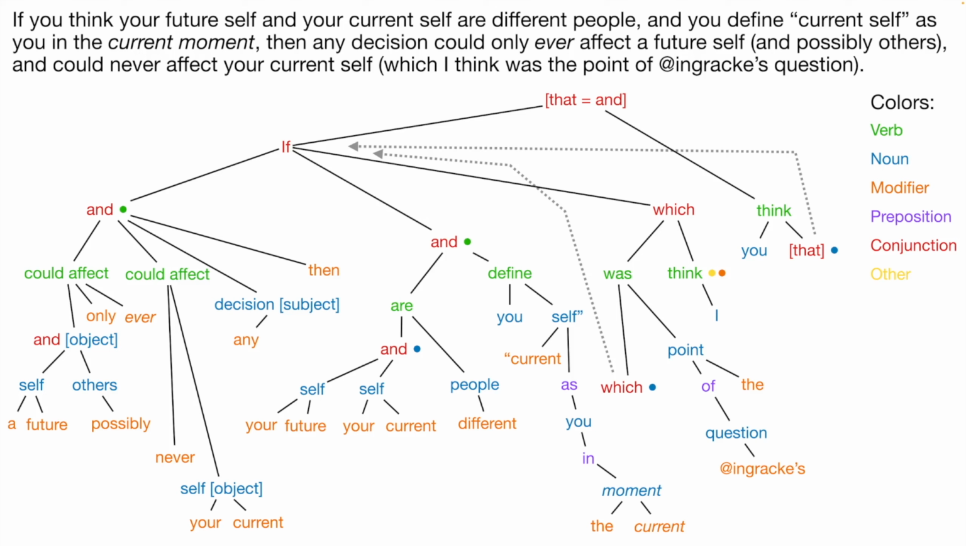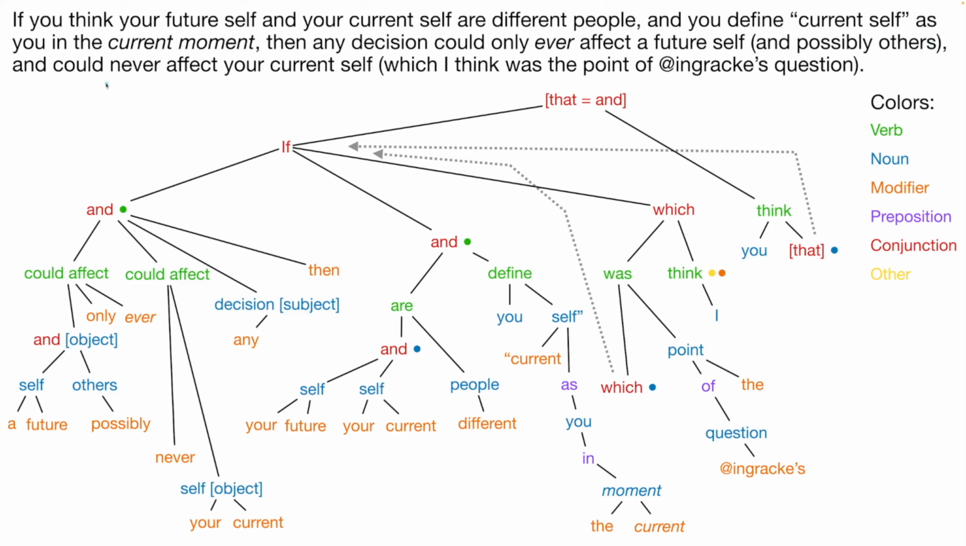And so I think the steps are reasonably replicable, something that someone else could do. All right, and then what is the sentence actually talking about? I'll skip that for now, then main idea. Any decision could only ever affect a future self. So decisions only affect future selves, not present selves, not current selves. And possibly others, so I guess, and possibly other people, other people's selves.